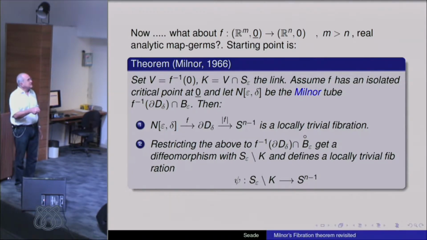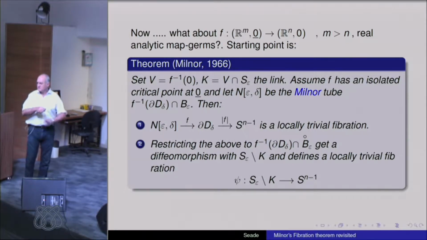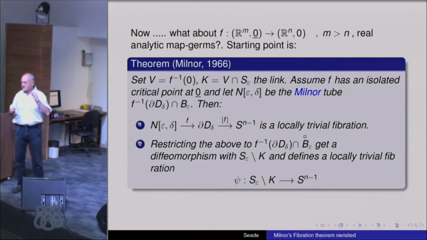When you consider maps, holomorphic maps from Cn+1 into C, the origin is an isolated critical value a fortiori. Just by being holomorphic, the critical values must be isolated. So this is an isolated critical value for holomorphic maps into C. Here, in general, the critical value will not be isolated.